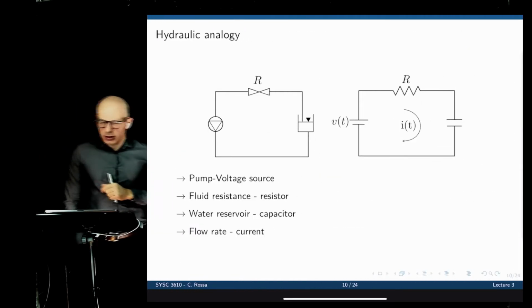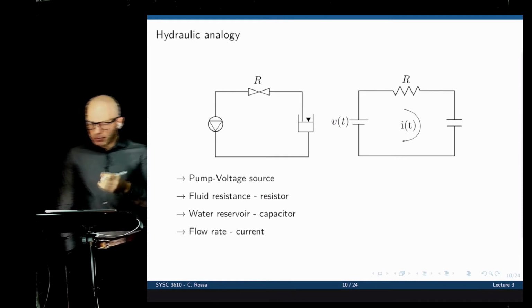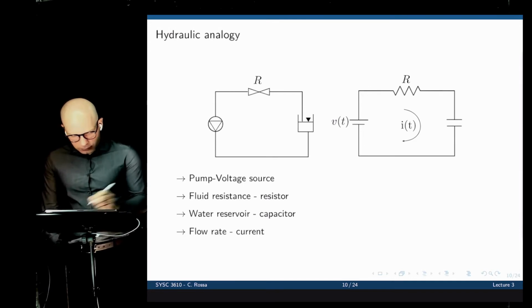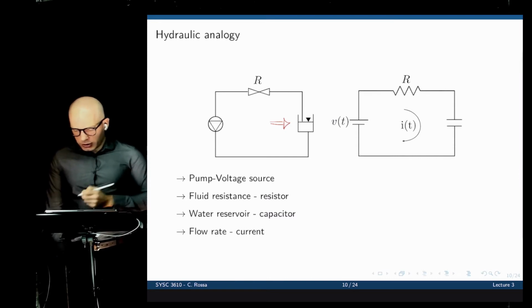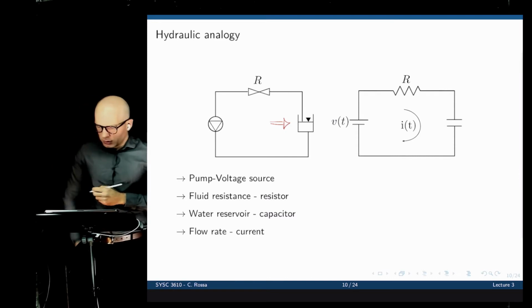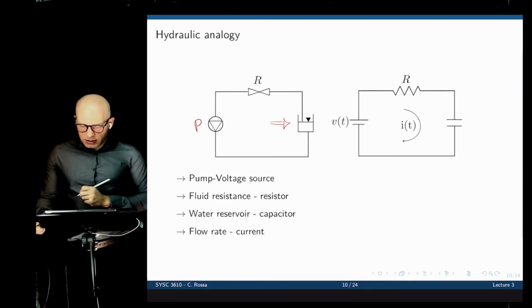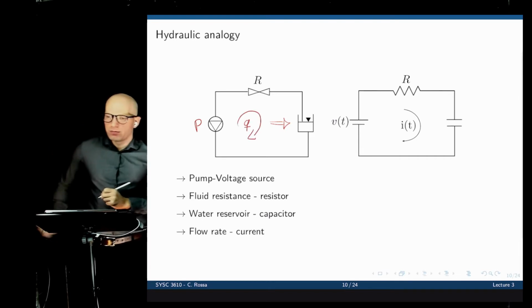So yeah, let's do an example here. This system is a very simple system. It has a pump. It has a water reservoir here. And we have a hydraulic resistance R. We can call this P for the pressure applied to the system. We have the resistance, and we can create now a flow rate. Let's call that flow rate Q.